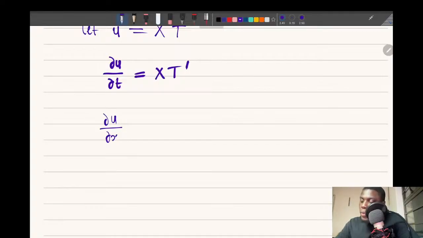Now, all we like to do is take the things that are with x to one side, the things that are with t to one side, and put the derivatives on top. So the t derivative is on top on the left. That means we take t itself to the left. So it's t prime over t. This is equal to k x prime prime over x. Don't forget that.